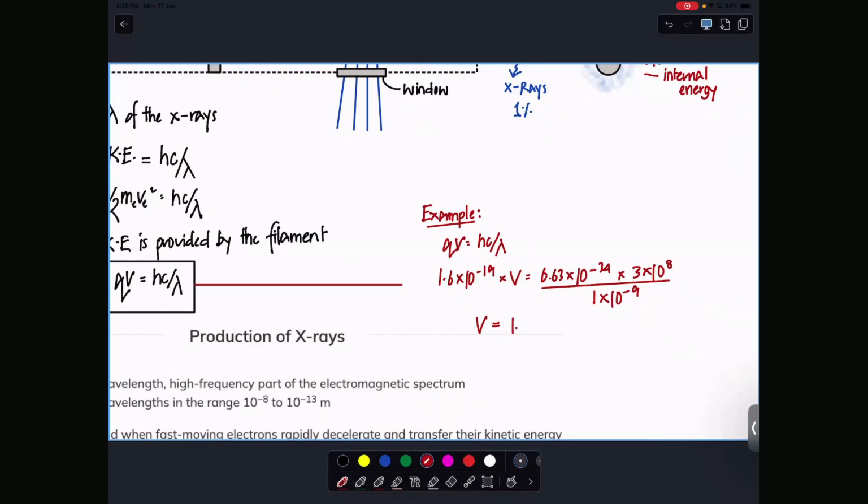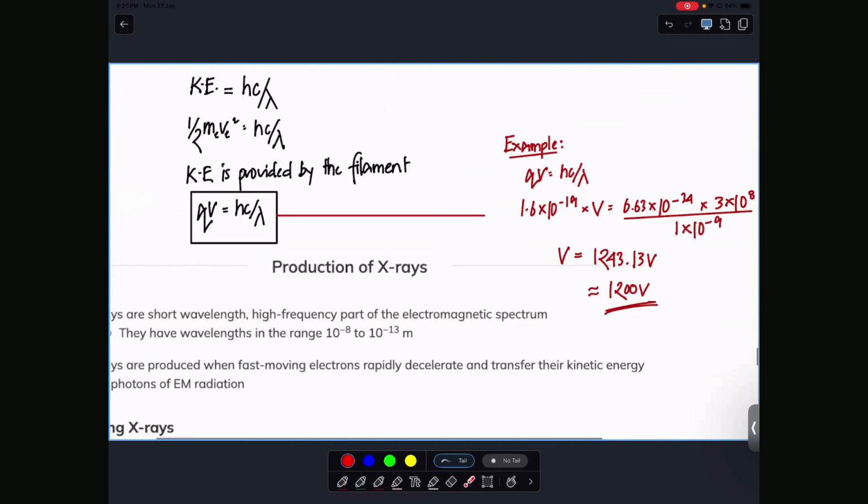1.2 kilos. Exactly 1200. 15 volts, right? Acha. So that's approximately 1200 volts or 1.2 kilovolts. But here's the thing. We took 10 to the power minus 9, right? X-ray values can range from minus 8 to minus 13. And I think we talked about this.